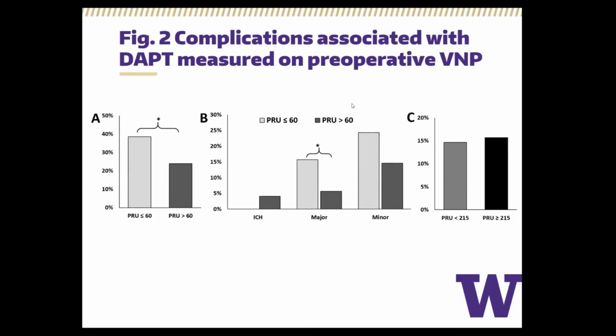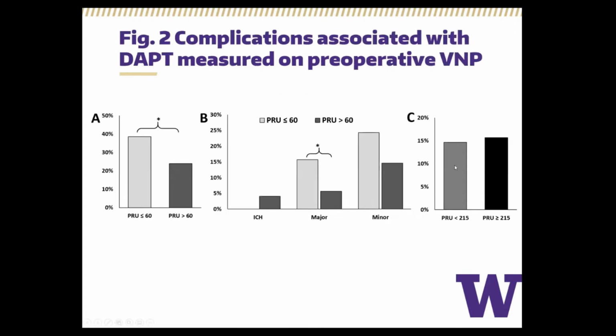And then for C, this is the difference between hyporesponders, the PRU above 215. So these are individuals who are at increased risk of ischemic events, stroke, in-stent stenosis, and then everyone else. And what we found was that, unlike in previous studies where they did find a difference, that hyporesponders have increased risk of ischemic stroke, we actually didn't find any difference between those.